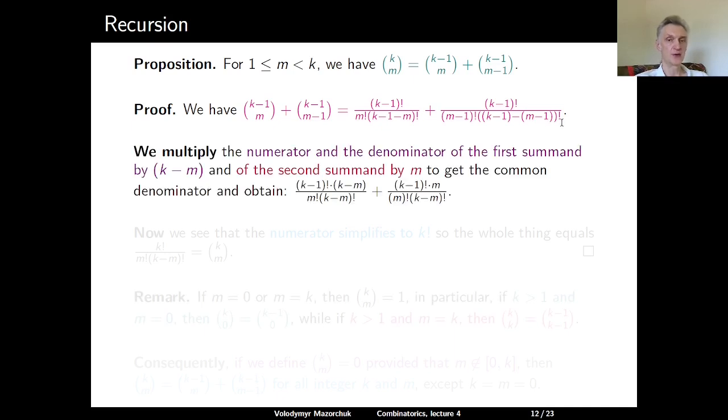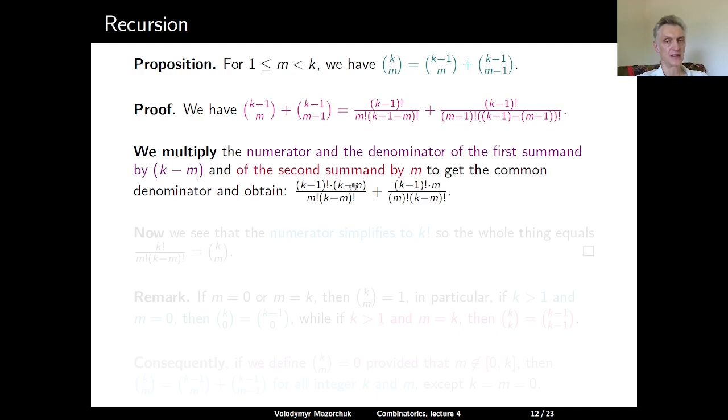So we multiply the numerator and denominator of the first summand by (k - m) and of the second summand by m to get to the common denominator. The common denominator will be m factorial times (k - m) factorial. And then the numerator of the first summand is (k - 1) factorial times (k - m), and the numerator of the second summand is (k - 1) factorial times m.